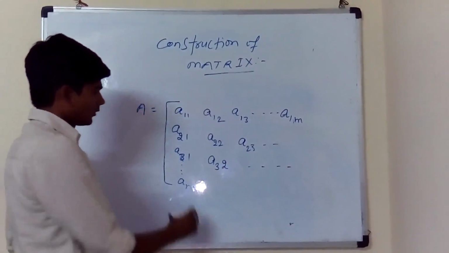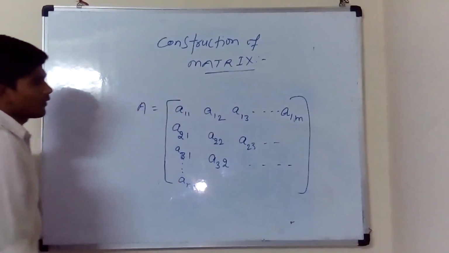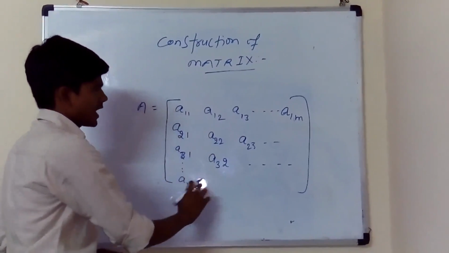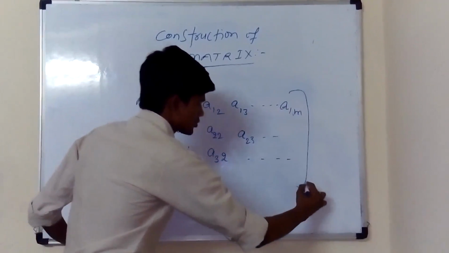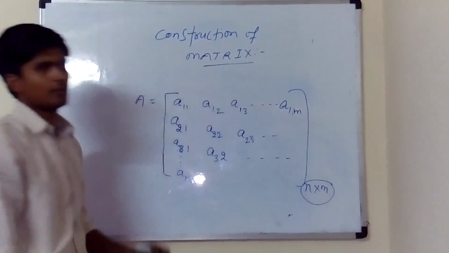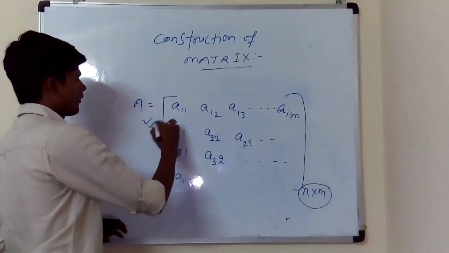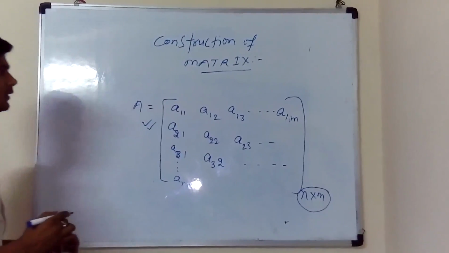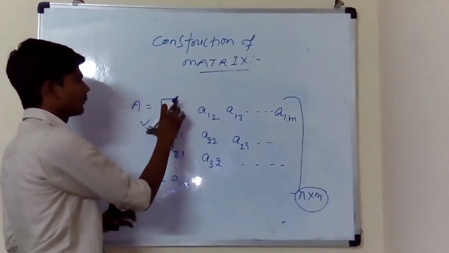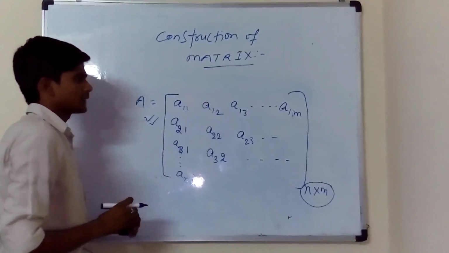Okay, now what is the order of the matrix? Actually there are n rows and m columns, so n cross m is the order of the matrix. Okay, so this is the general form of a matrix. We will be using it, so just remember it, then you can solve construction of matrix type questions.